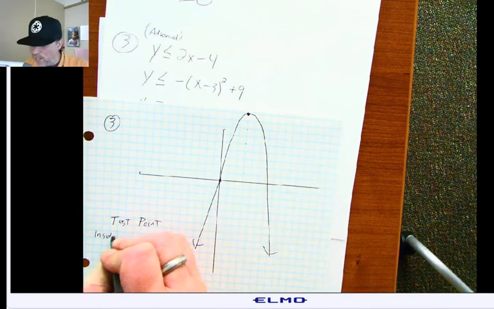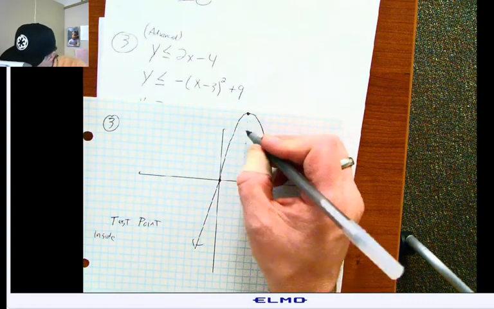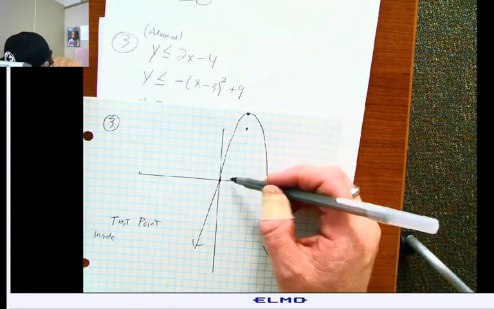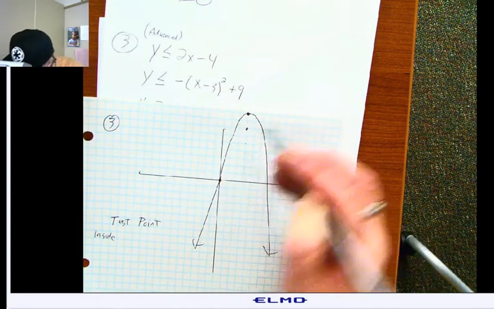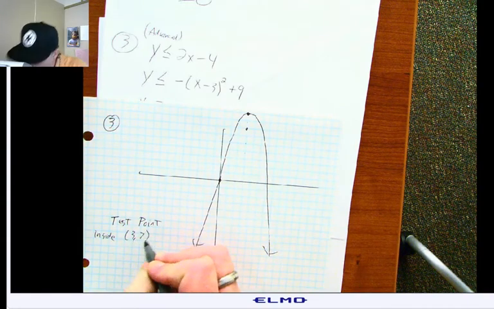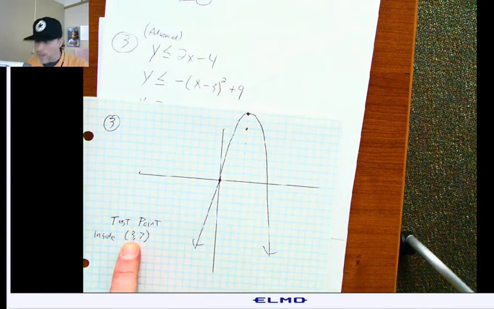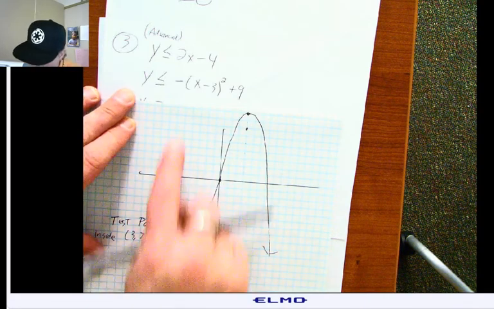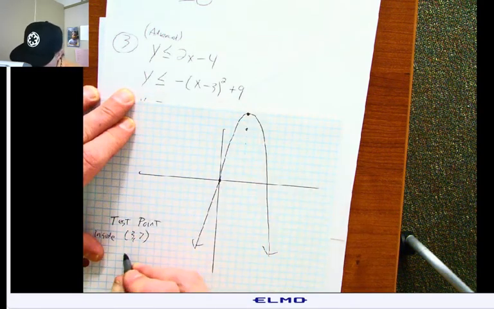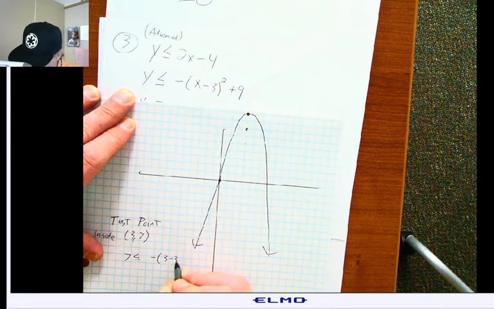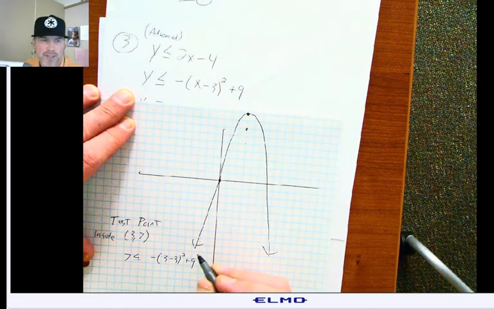I tend to do an inside point, and I know that this point right here, 1, 2, 3, 7, 3, 7 is definitely inside the parabola. And if I type this into this equation, 7 less than or equal to negative parentheses 3 minus 3 quantity squared plus 9, and then work this out.